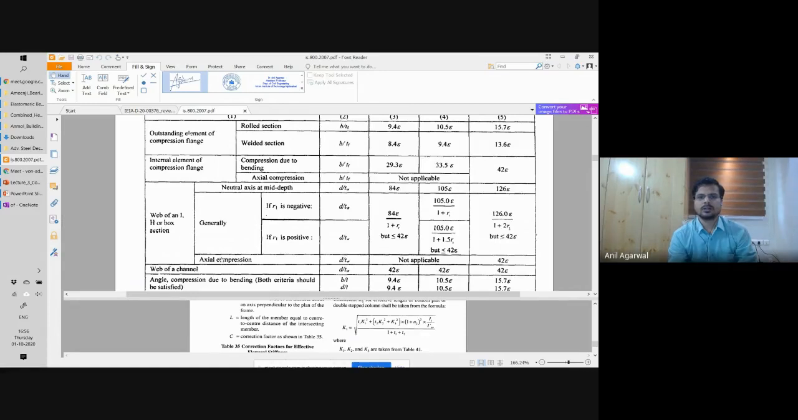Similarly, for a web it is 42, and for an internal compression flange it is also 42, because the boundary conditions are very similar, under pure axial compression. For an outstanding element, the number is very small. It is 15.7, so B by TF is 15.7, whereas if it is an internal element, B by TF is 42. So the allowed value is 42; that is, it can be much more slender.